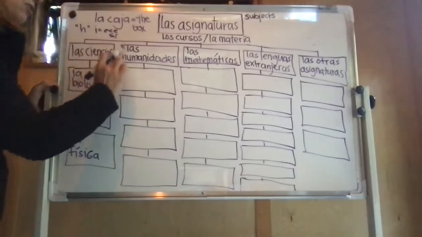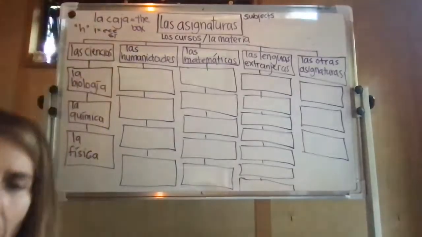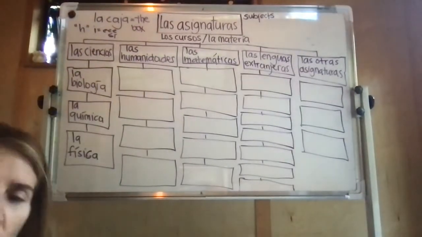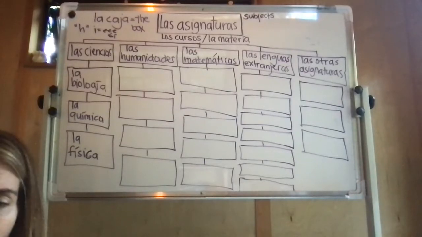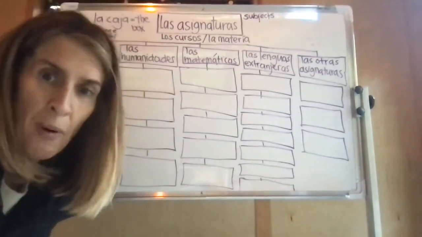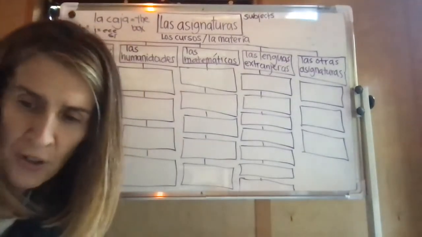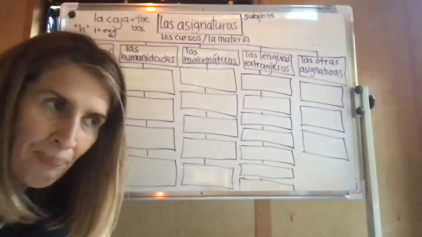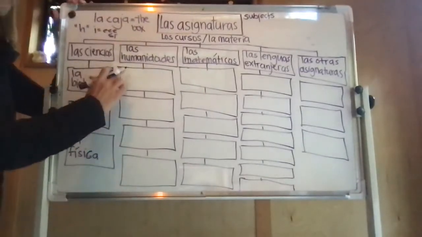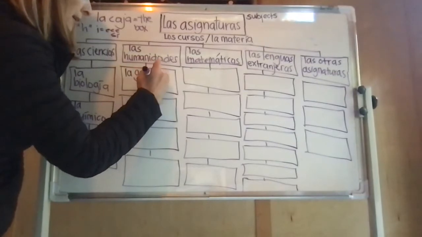So now we're going to talk about las humanidades. And when we're talking about humanities, we're talking about history. We're talking about geography. We're also talking about sociology, but we're not going to do sociology. We are going to talk about economía, economics, and also computación, which is like computer tech. Okay, so the first one is la geografía.